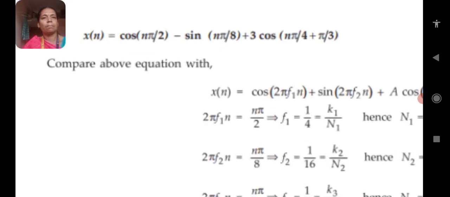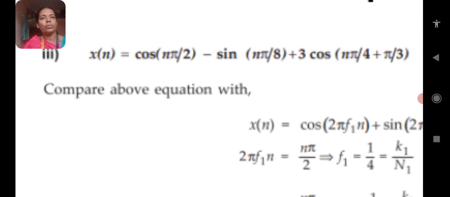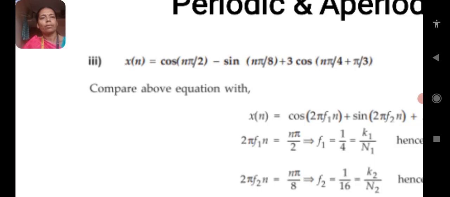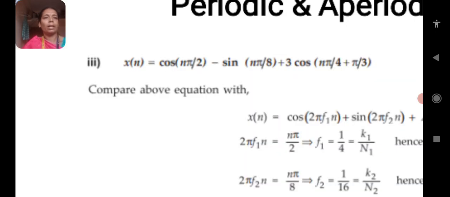The fundamental time period was 1 by 2 in the previous problem. The next is x of n is equal to cos n pi by 2 minus sin n pi by 8 plus 3 cos n pi by 4 minus pi by 3. So compare the above equation with the regular formula.